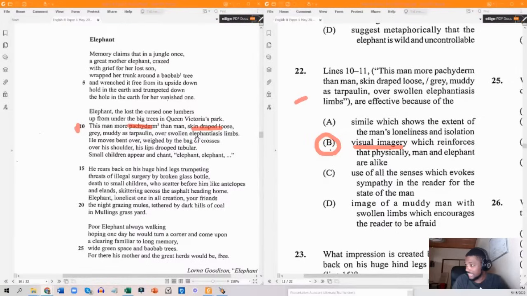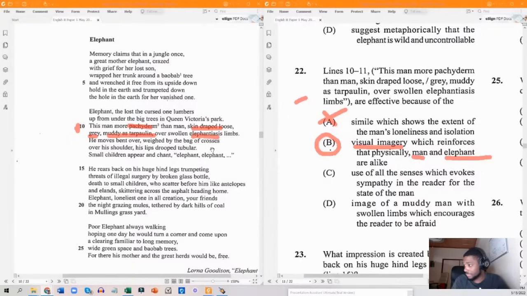Actually, in elephantitis we even have the word elephant because it's connected to elephant. You basically have elephant-like skin. Muddy as tarpaulin, gray. So lots of imagery, and the imagery is connecting the man to the elephant. So it has to be B. It could not be A.